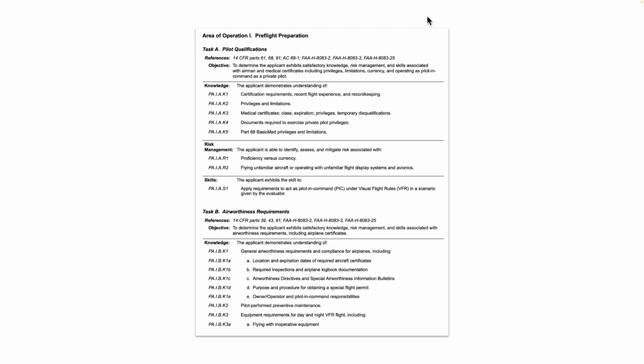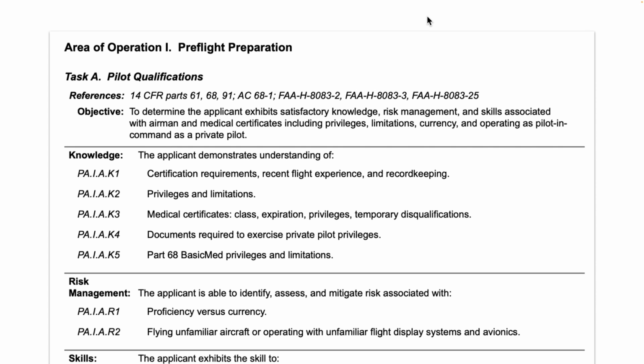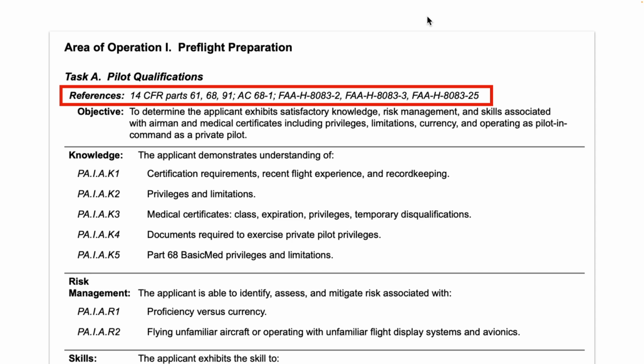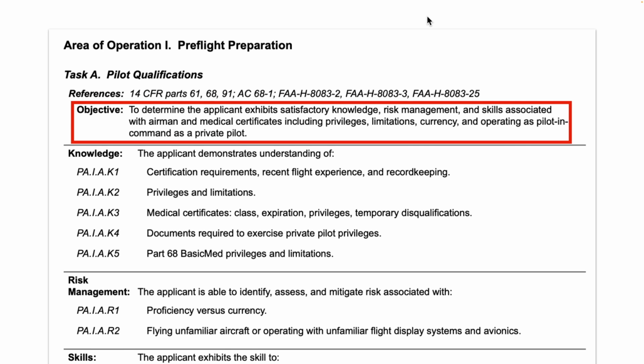When you open up the ACS, you will see that it is divided into tables like this one. There is one table for each of the 12 areas of operation that are a part of the certification standards. Here you can see that we are looking at area of operation number 1, pre-flight preparation. Now you can see Task A, pilot qualifications. To understand what these qualifications are, you're provided with these references. Beneath the references, you can see the objective of Task A.